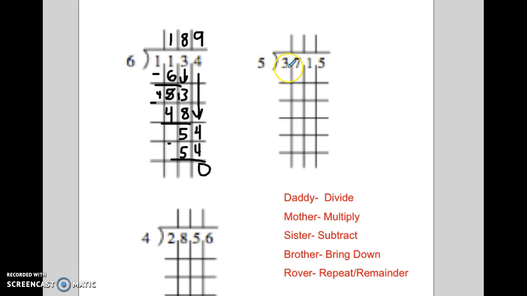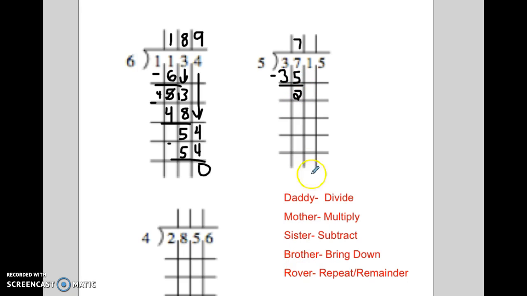So first I say, does 5 go into 3? And no, it really doesn't. So now I'm going to do 5 into 37. Well, I know that 5 times 7 is 35. I'll write 35 here. Okay, so I did my divide. I did my multiply. 5 times 7 is 35. Now I'm on to sister subtract. 37 minus 35, 7 minus 5 is 2. And 3 minus 3 is 0.